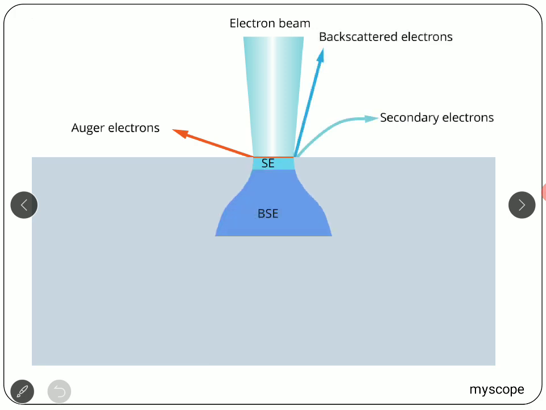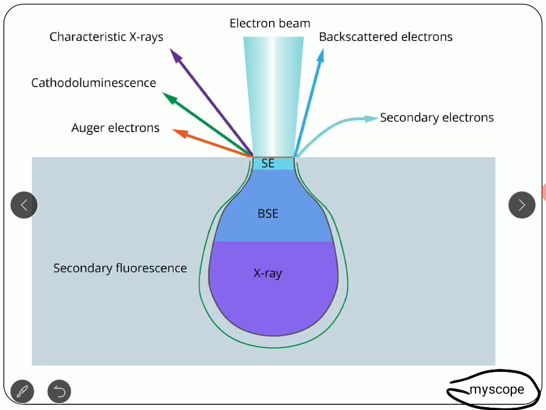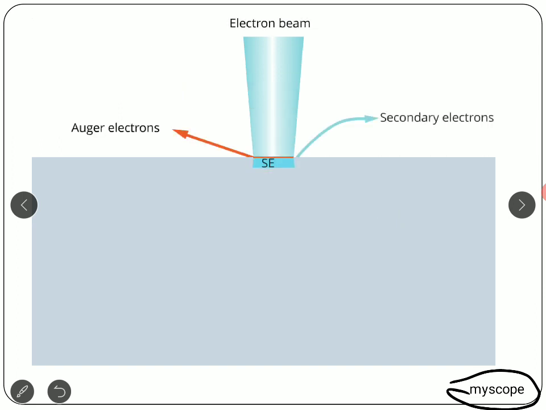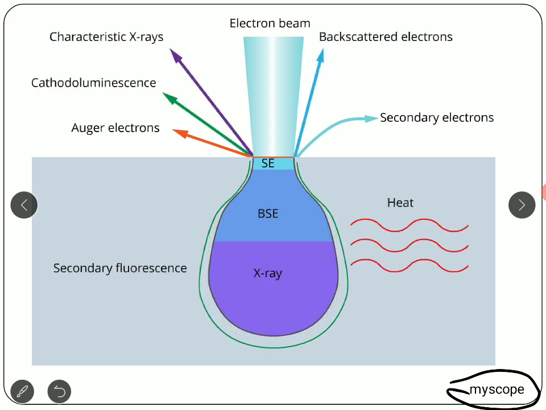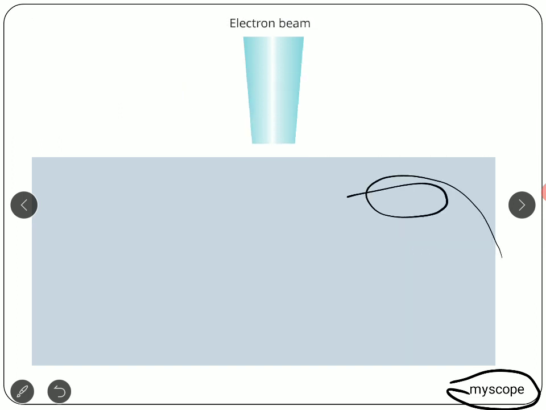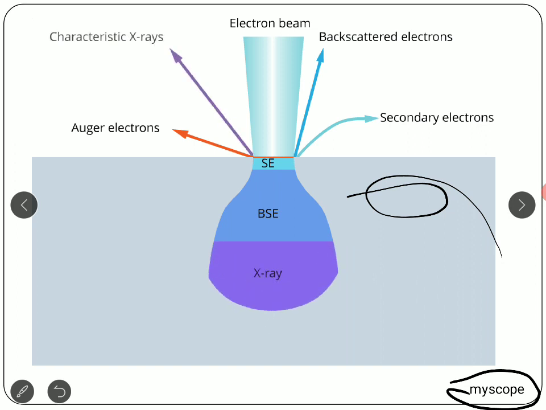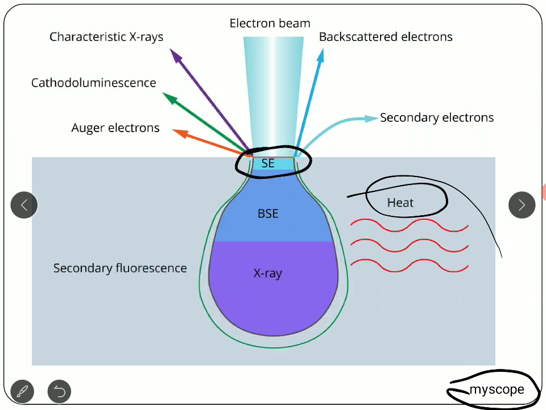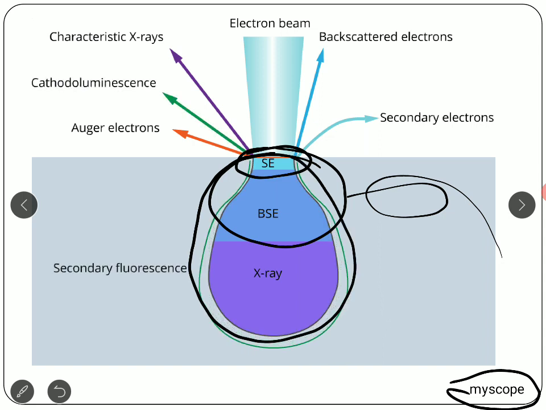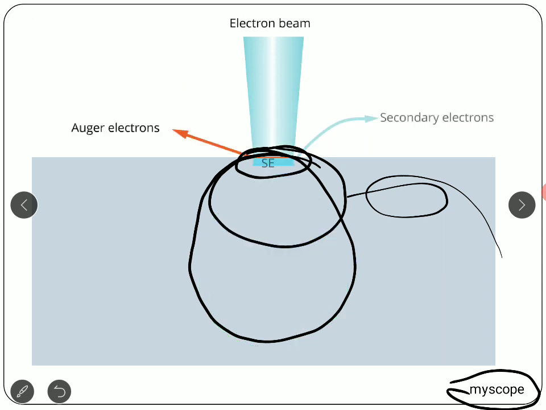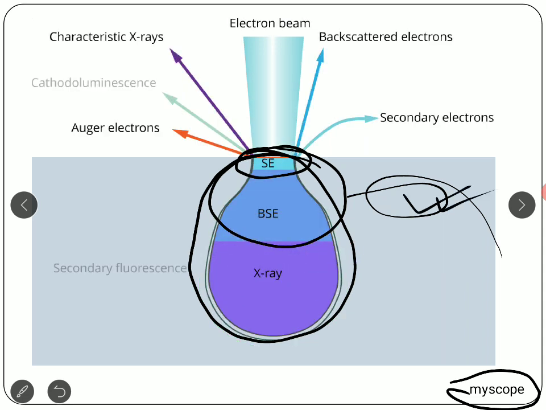If you look at this particular animation, you can go to this side to see it, but I think this slide is enough to understand this. You see that the electron beam is incident. Then we have the Auger electron, the secondary electron, the characteristic X-ray, cathodoluminescence, secondary fluorescence, and of course heat. The secondary electron is only from this much region, the backscattered electron is from this much region, and the X-ray comes from the entire region. But most of the electron beam's energy is also lost in the form of heat.